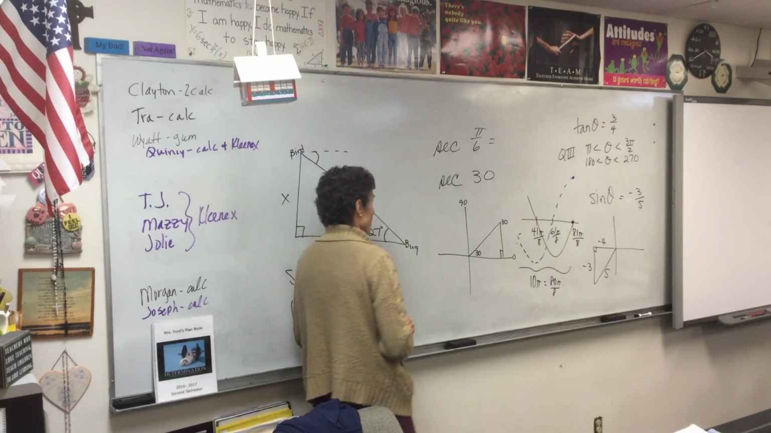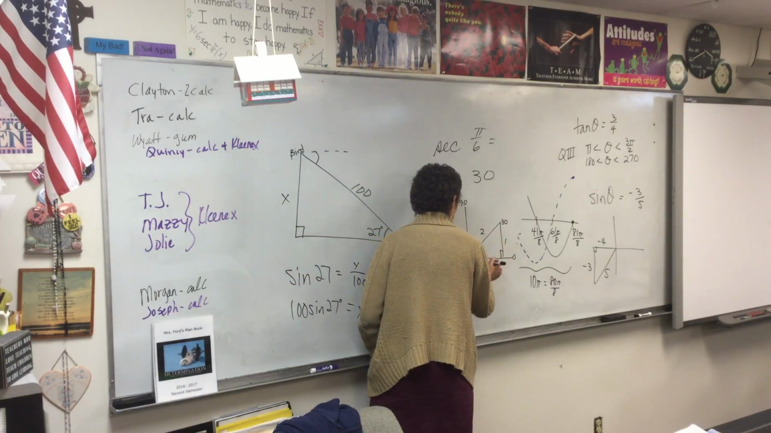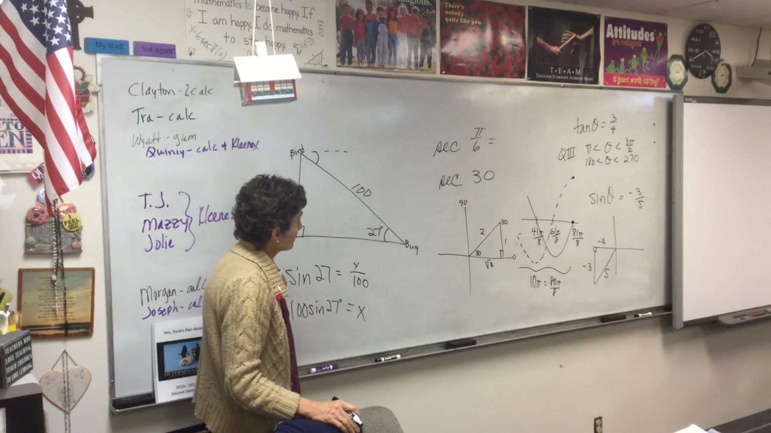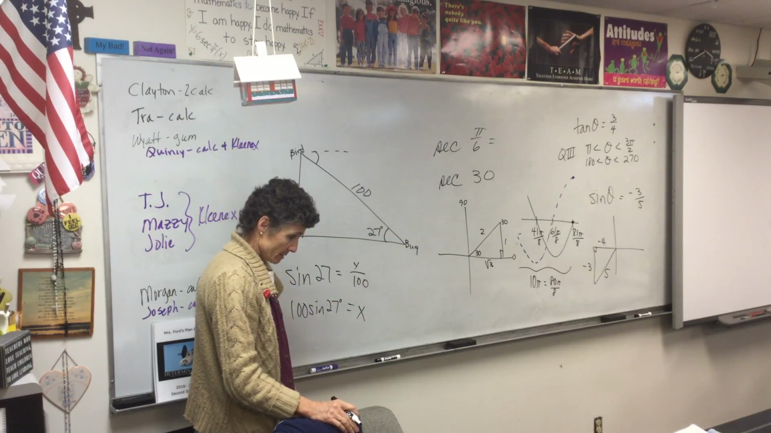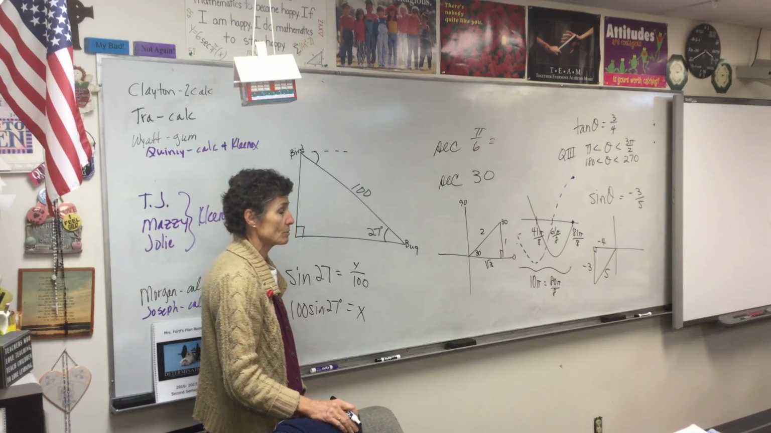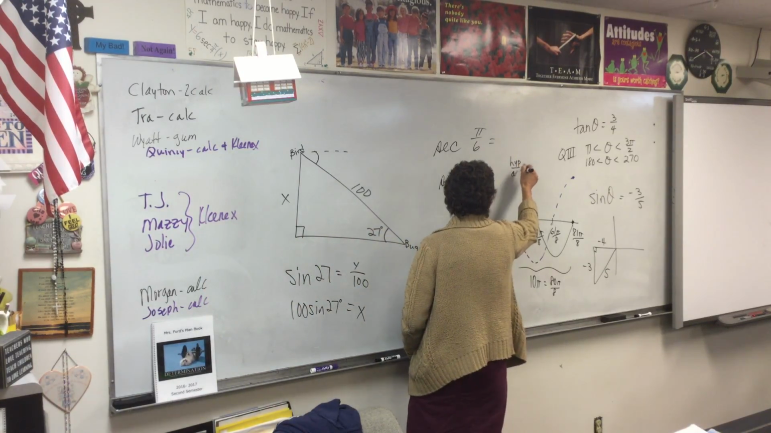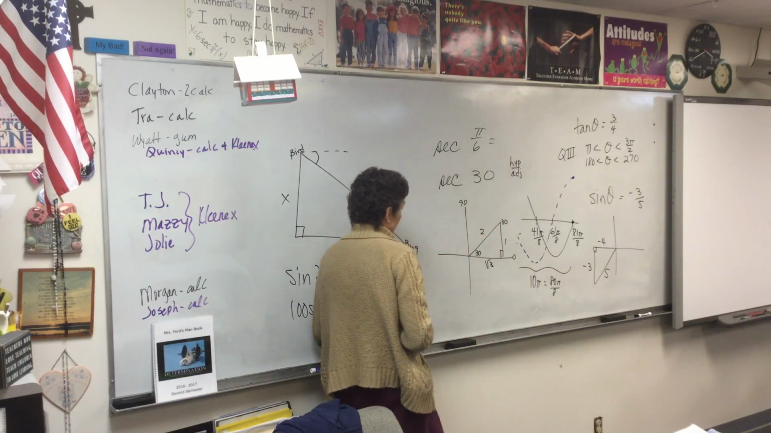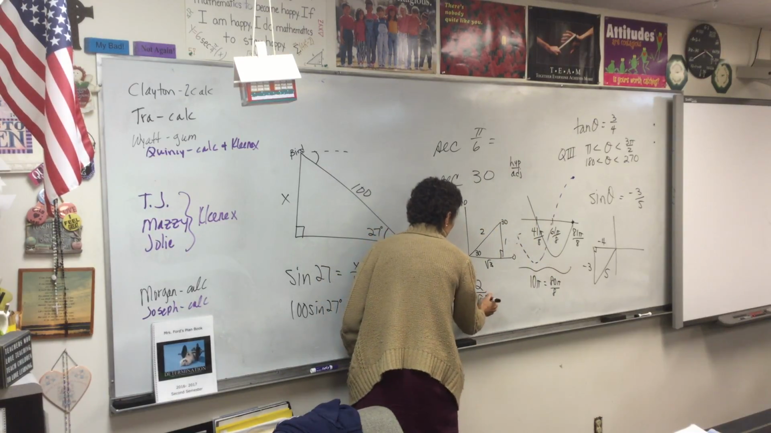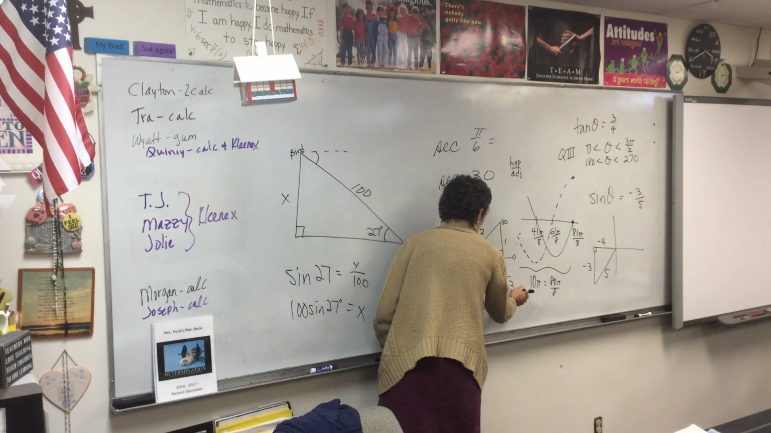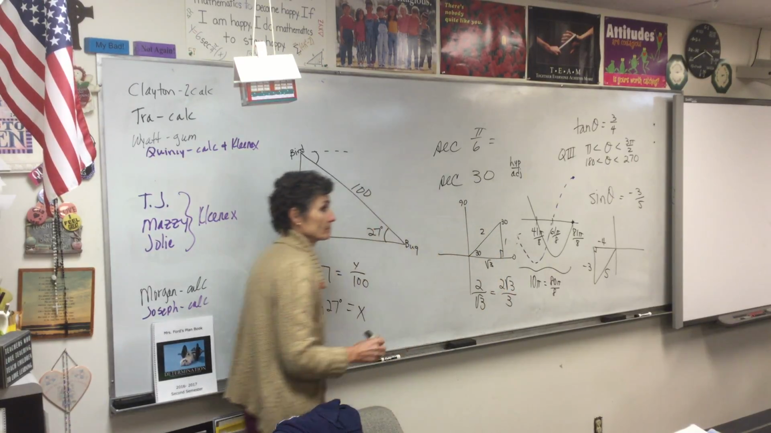So my sides are 1, 2, root 3. Secant is reciprocal of cosine, so I need hypotenuse over adjacent, which would be 2 over root 3, or 2 root 3 over 3.